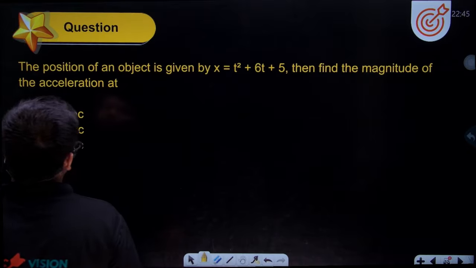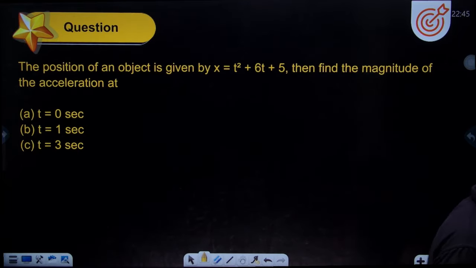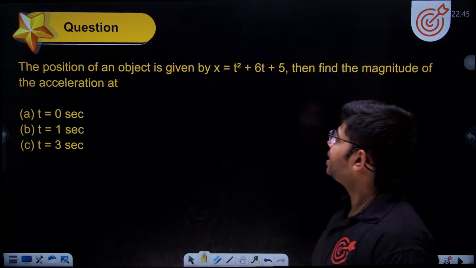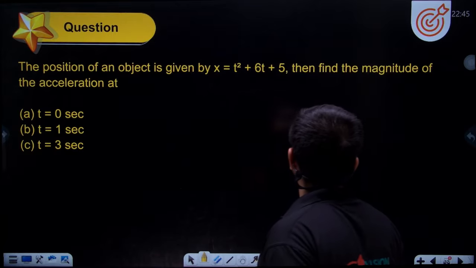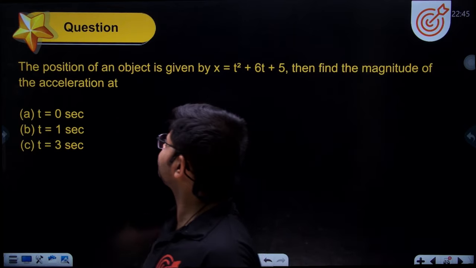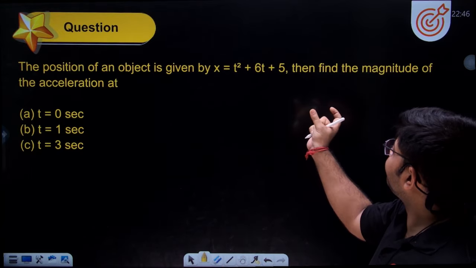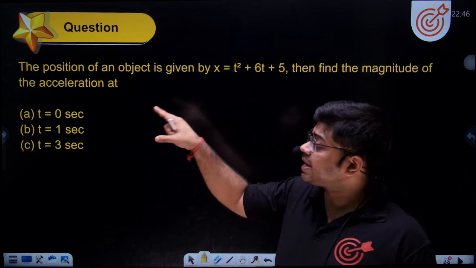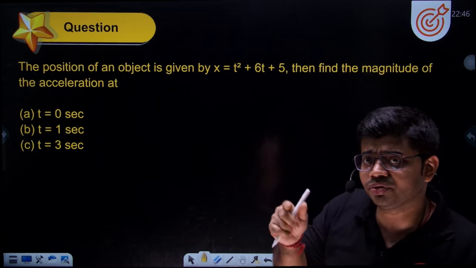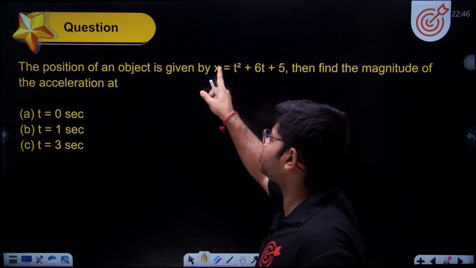Okay. Another equation is given where the position of the object is x is equal to t square plus 6t plus 5. Then you are asked to find the magnitude of the acceleration. Mind you, you are asked to find the magnitude of the acceleration. They have not asked you to find the magnitude of the velocity. So you have to differentiate it twice.